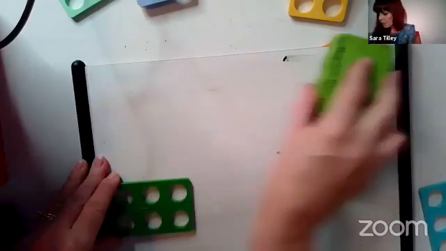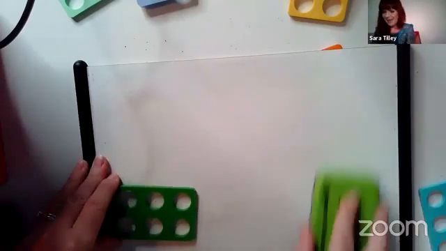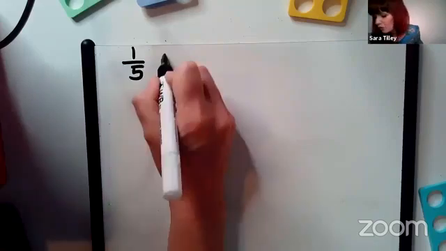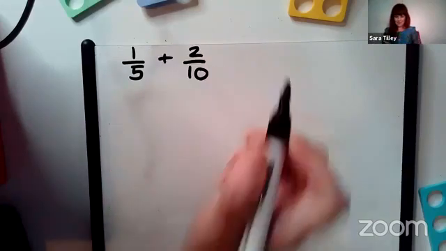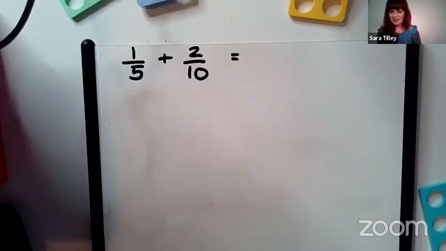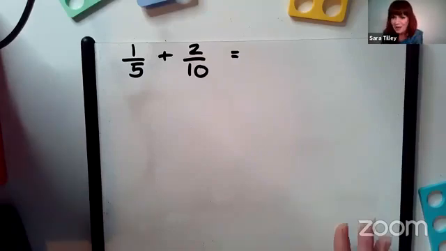And the last sort of Numicon model I want to do for you today is just thinking about adding fractions with different denominators. So if we had a question like 1/5 add 2/10. So a lot of children, by the time we get to unlike denominators, we've hopefully secured it in their brains that they don't add the denominators, so they're only adding the numerators.